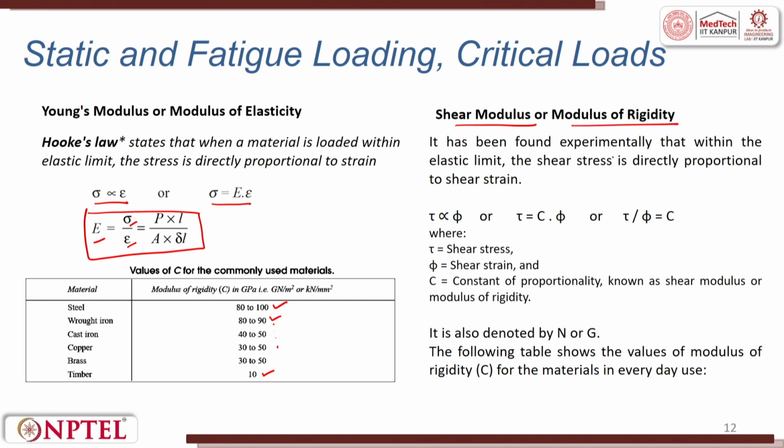It has been found experimentally that within elastic media the shear stress is directly proportional to shear strain. We have shear stress proportional to shear strain, where tau is shear stress and phi is shear strain. Again, similar to the proportionality relation for sigma and epsilon, we have tau is equal to C into phi, which means the modulus of rigidity or shear modulus C is equal to tau by phi. So, C is the constant of proportionality, also known as shear modulus or modulus of rigidity.